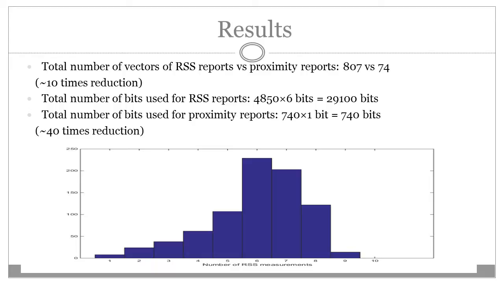As we mentioned before, the main advantage of event-triggered proximity reports is to save signaling overhead. So here we summarize how much data we can save. By sending the event-triggered reports instead of periodic reports, we can reduce the total number of report vectors by around 10 times. Further, by using 1 bit proximity instead of 6 bits quantized RSS value, the total number of bits can be reduced by around 40 times.